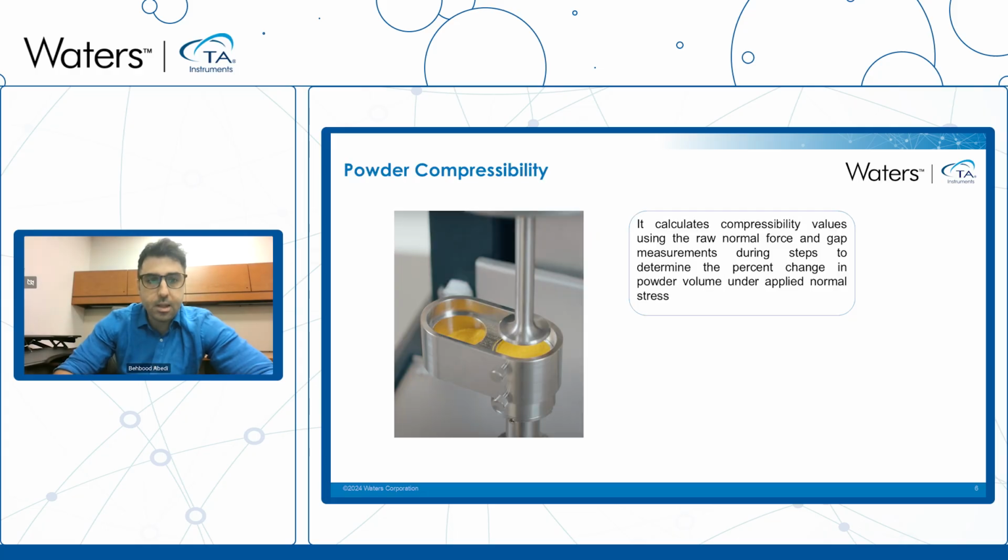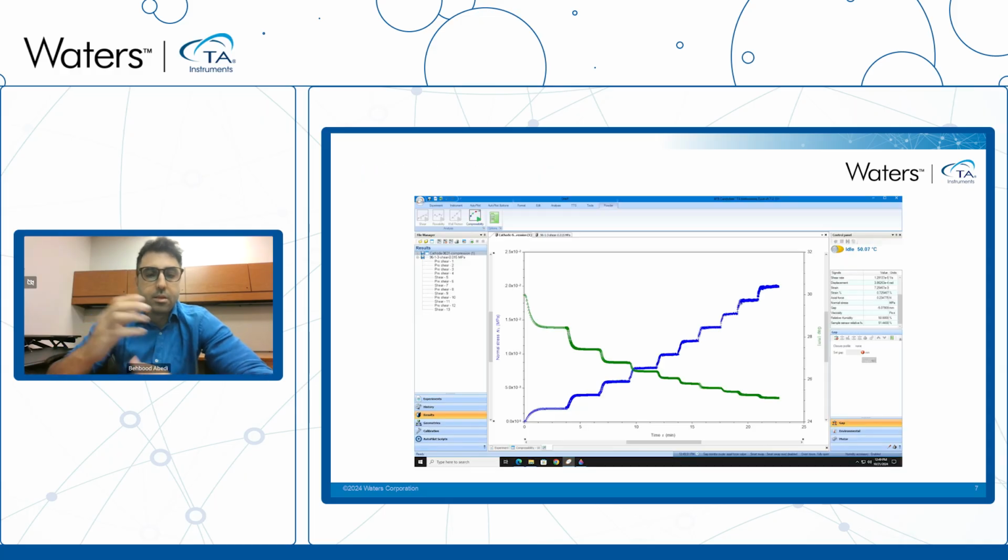So let's start with powder compressibility. It's kind of straightforward. We have a cup and an upper geometry, which is a disc. With the rheometer, we can apply normal force. We know the gap, so as this pressure compresses the powder, we have a changing gap. We have normal force, we have gap measurements, we have the volume change, so we can measure the compressibility. Your raw data will look something like this.